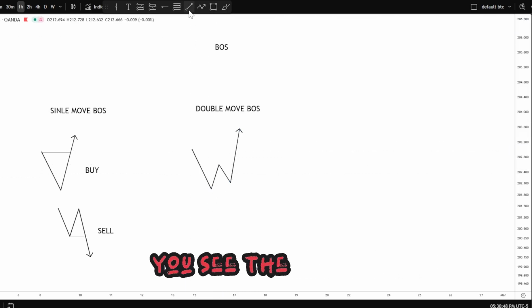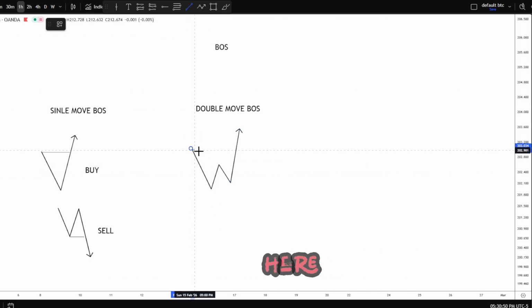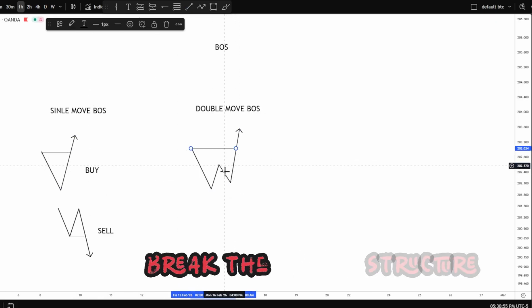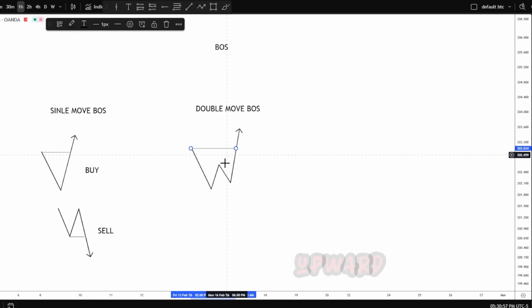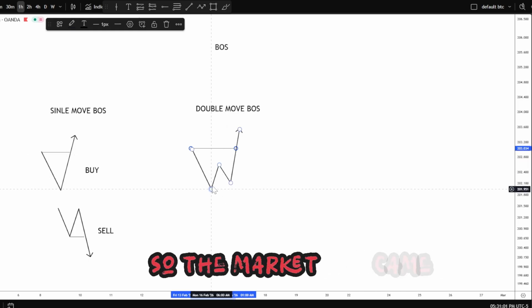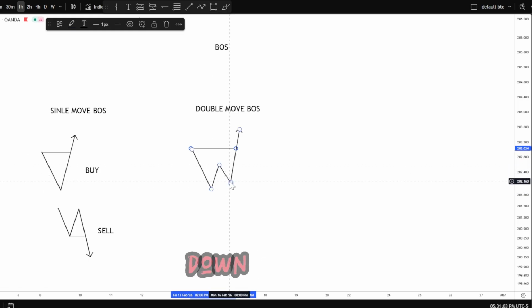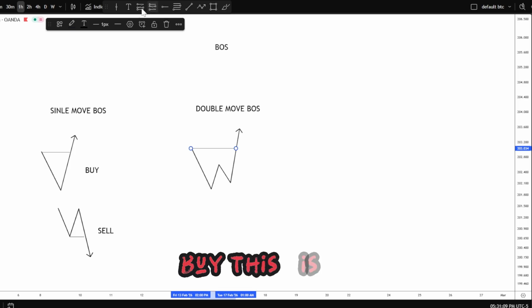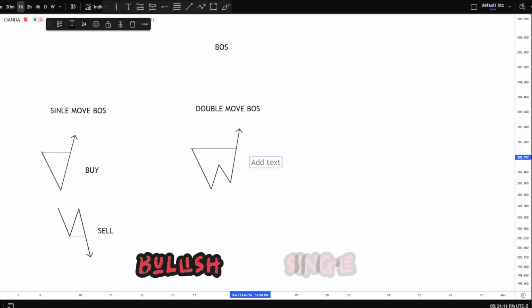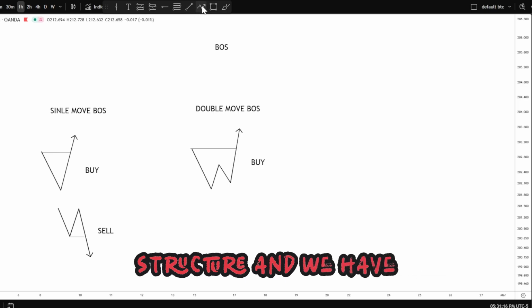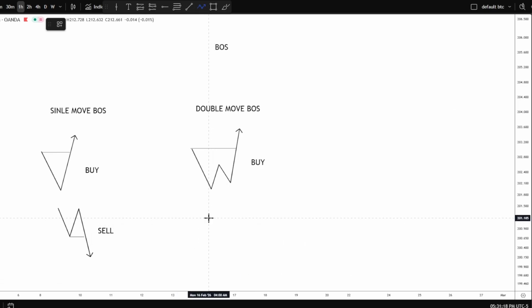You see the market broke this structure right here. But unlike this one, the market did not break the structure in a single move upward. The market broke the structure in a double move. So the market came down and broke the structure. It took the market two moves before it broke the structure. So this is a buy. This is the bullish single move, double move break of structure, and we have the bearish.